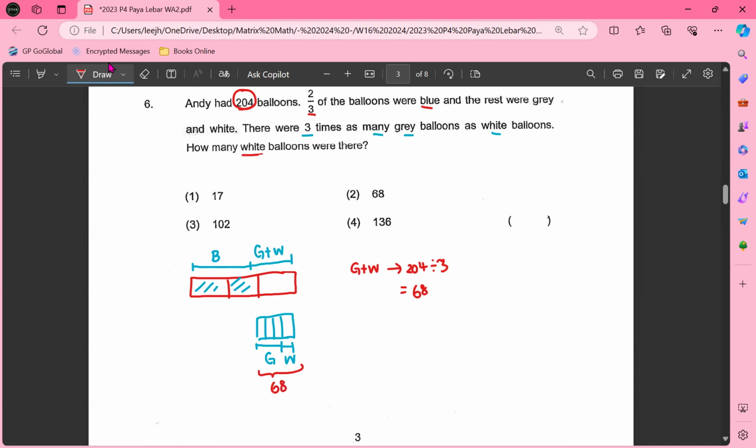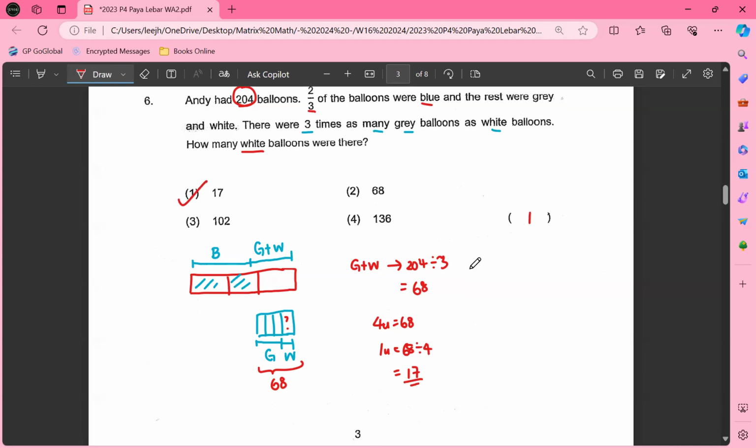I want to find the white balloons, which is I just want to find this one. So 68 is for 4 small units. So 4 units, 68. Look for one of the small ones, it will be 68 divided by 4. Your answer will be 17. This is number 1. Okay?